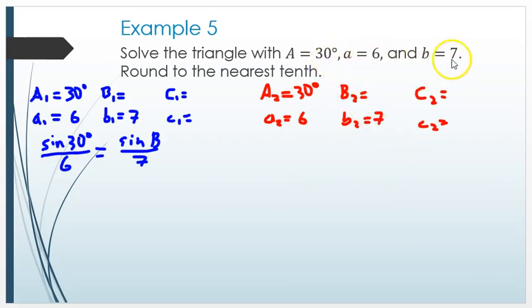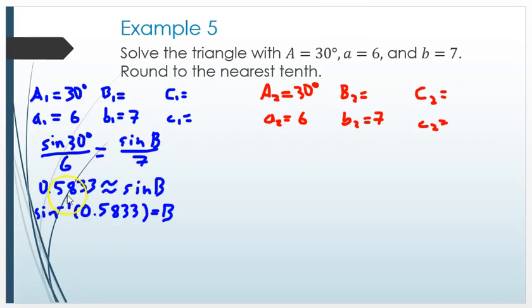Don't forget that the values given to us in the original problem get used for both triangles either way. So I went ahead and wrote that angle A is 30, side A is 6, and side B is 7 for both triangles. Now we just need to solve this law of sines setup. So go ahead and compute in your calculator 7 times sine of 30, and that'll equal 6 times sine of B. So then divide that number by 6. You should have gotten 0.5833 to equal sine of B, but don't forget that that's sine of B, not just B.